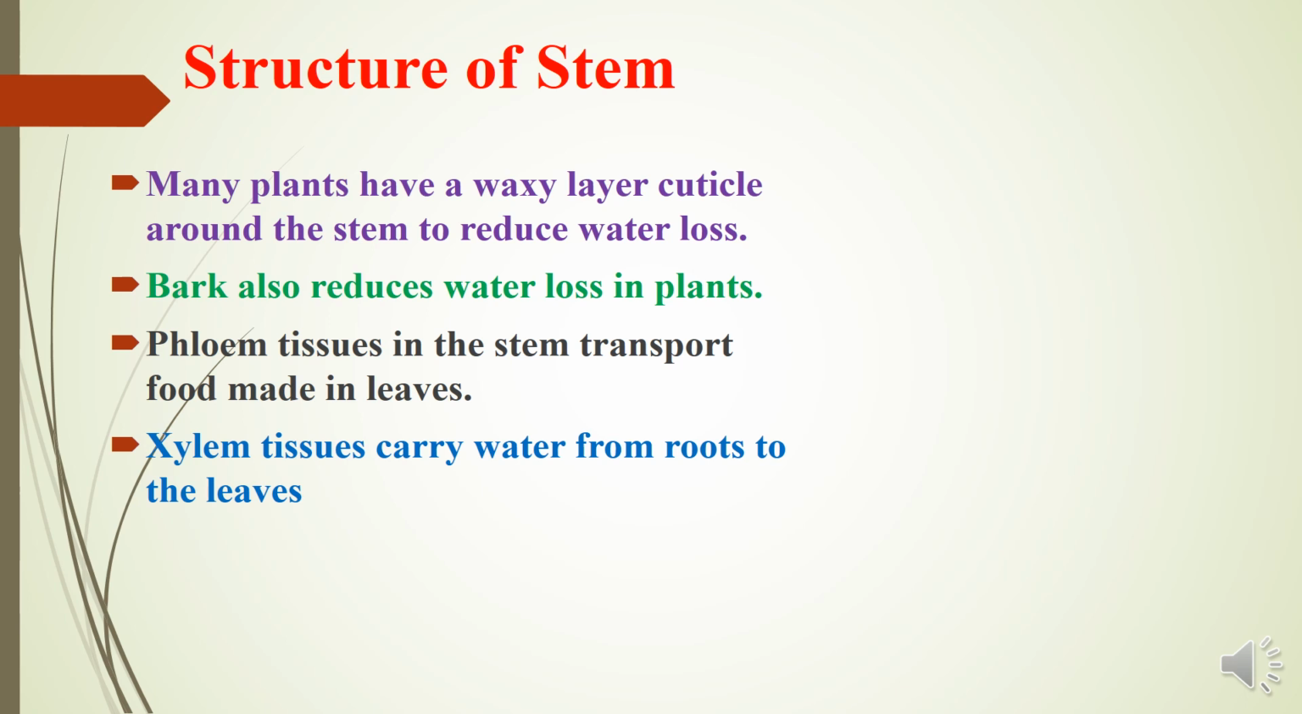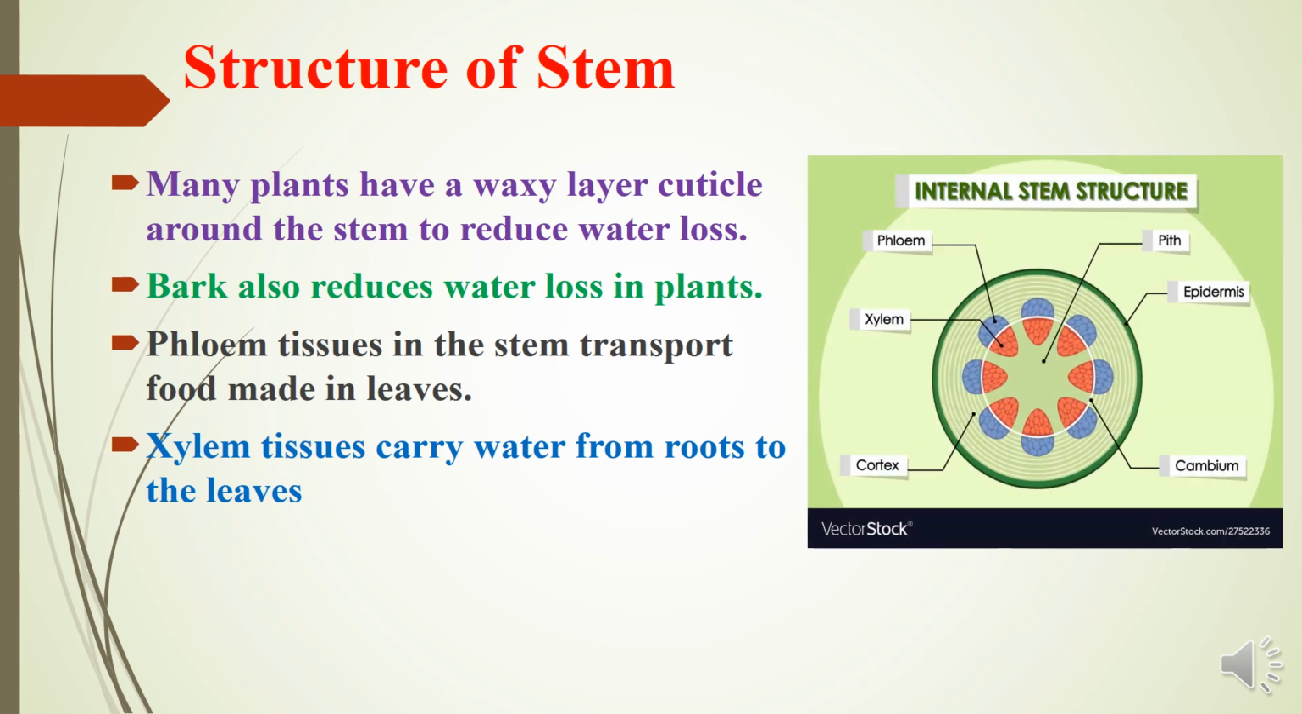Now the structure of the stem. Students, many plants such as mustard, which is also known as sarson, have a waxy layer around the stem to reduce water loss. Bark also reduces water loss in plants. Phloem tissues in the stem transport food made in leaves. Xylem tissues carry water from roots to the leaves.